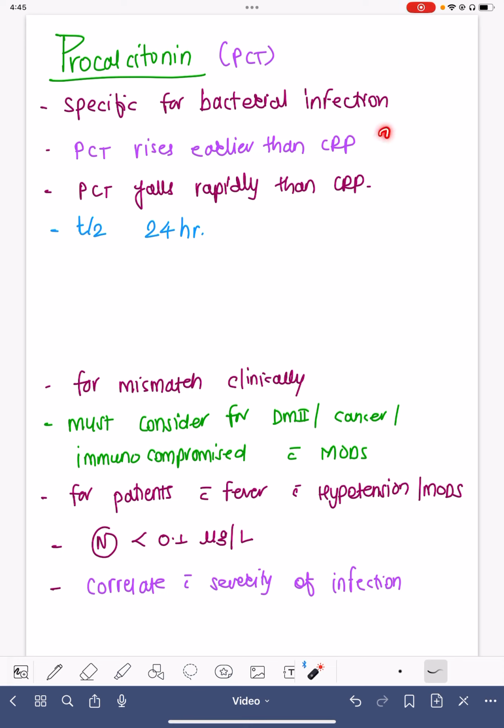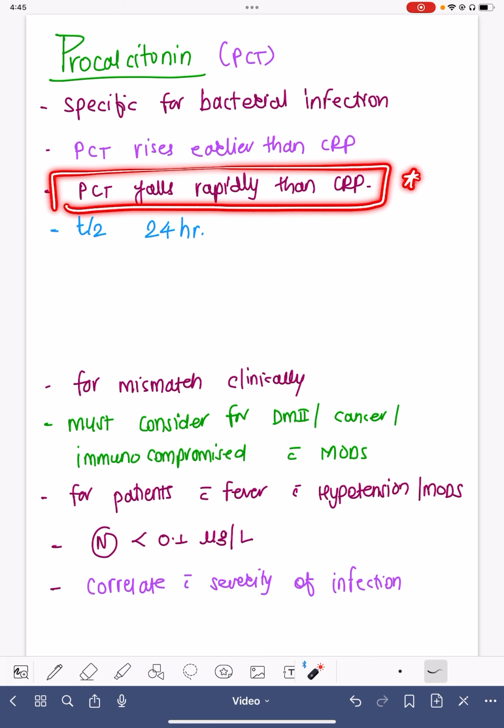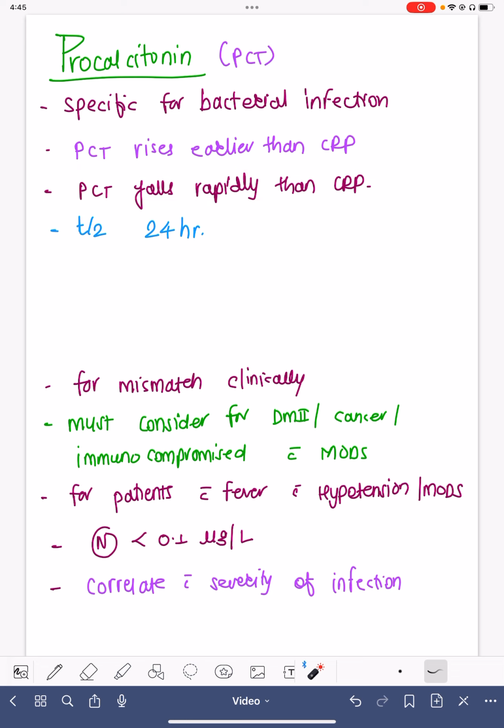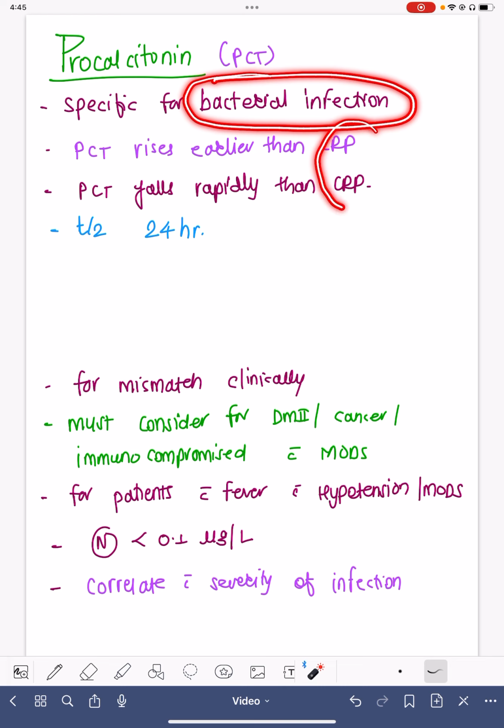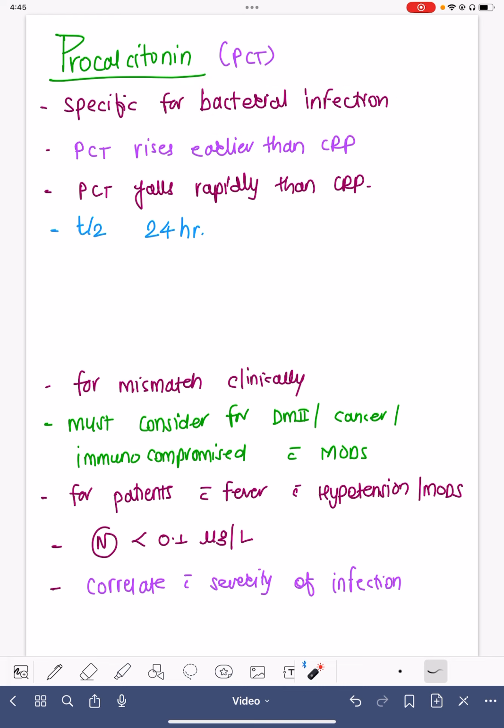So why is this a very important and interesting biochemical marker? Because procalcitonin rises much earlier than CRP, and procalcitonin falls more rapidly than CRP. So C-reactive protein can be called slightly inferior to procalcitonin. Very commonly, procalcitonin and CRP are both used together to see the extent of involvement. PCT will tell whether the patient has bacterial infection or not, and CRP will tell the extent or severity. The higher the CRP, the worse the bacterial infection.